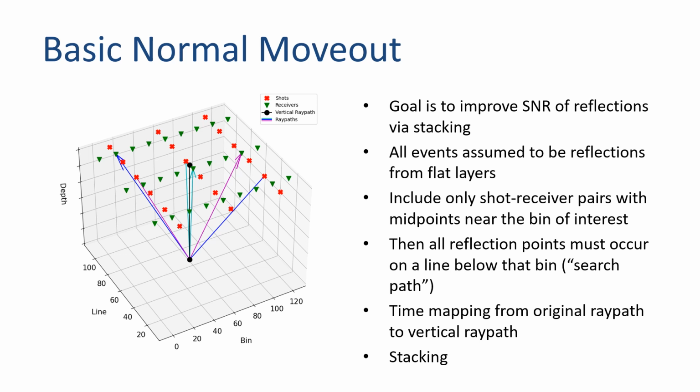In NMO, we want to enhance reflections. We assume we've got flat layers, and we arrange traces into common midpoint gathers so that we can assume that everything we see in each gather has bounced off of something directly below the bin center.